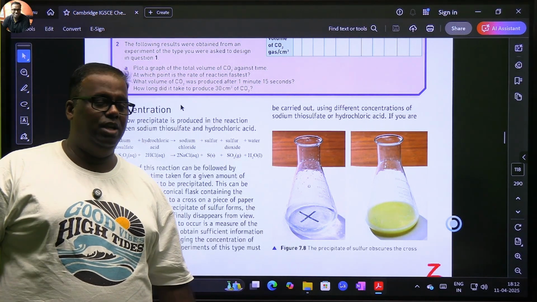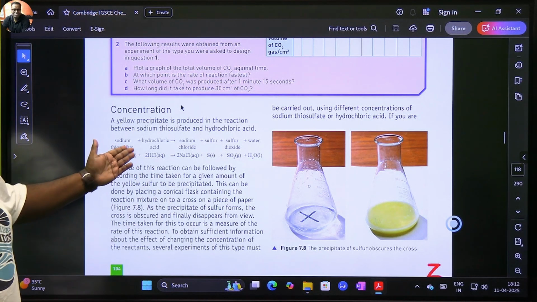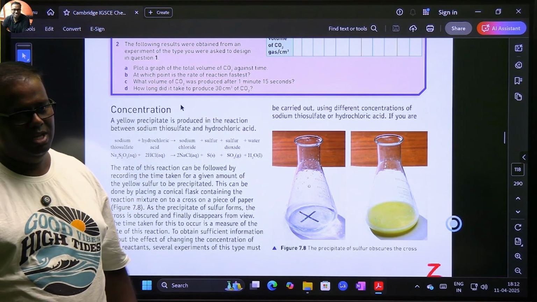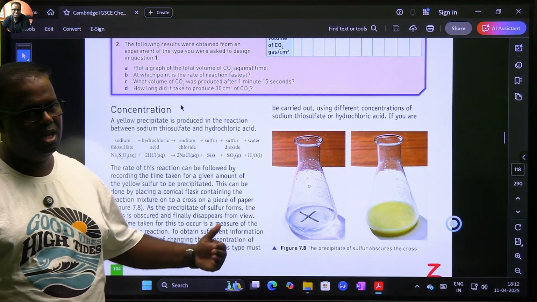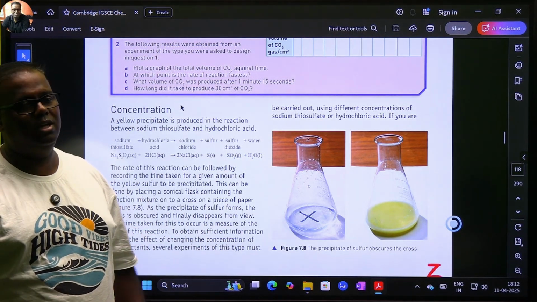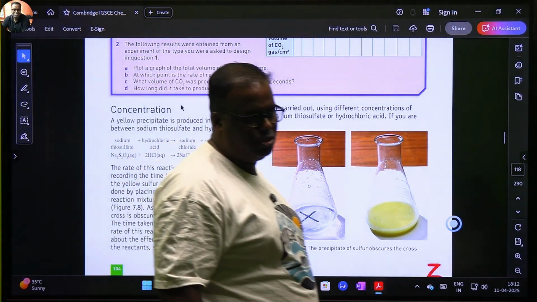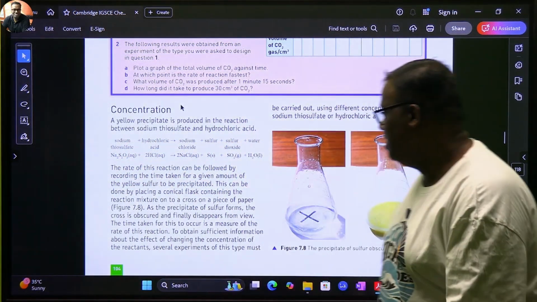Which one should I vary? If I vary hydrochloric acid's concentration, it is one of the best. Take dilute, less dilute, even less dilute, that is more concentrated. So the more the acid is concentrated, the faster the reaction will be. Is this understood? Okay, so let's see.